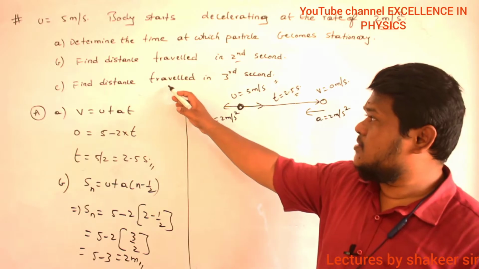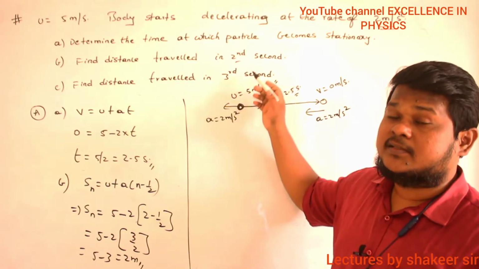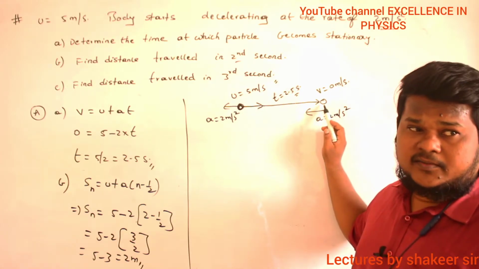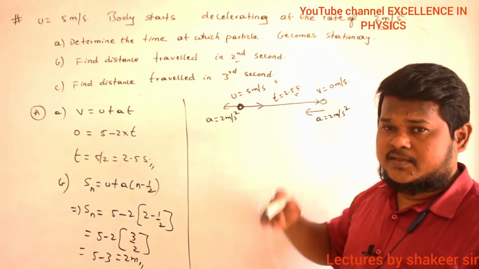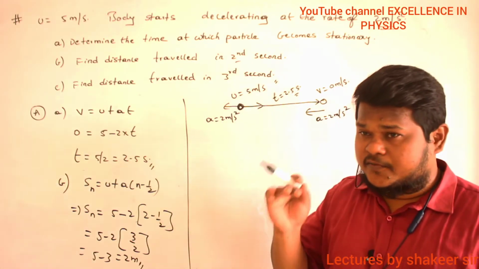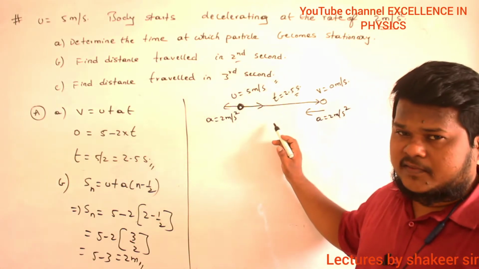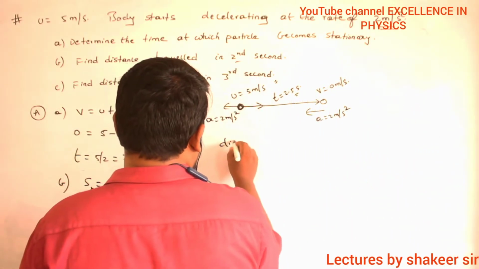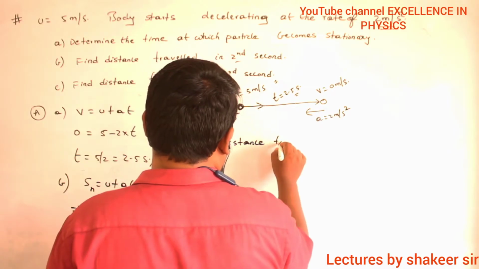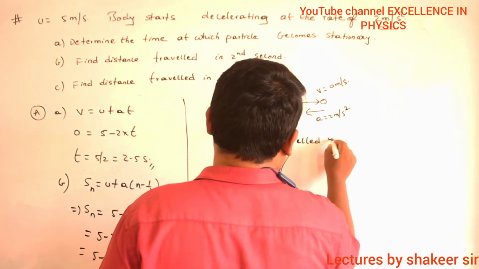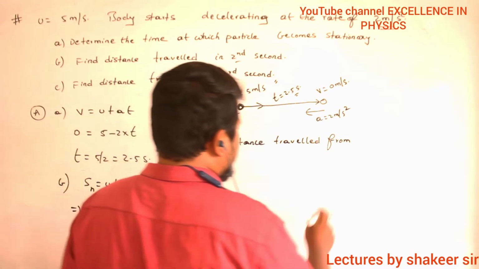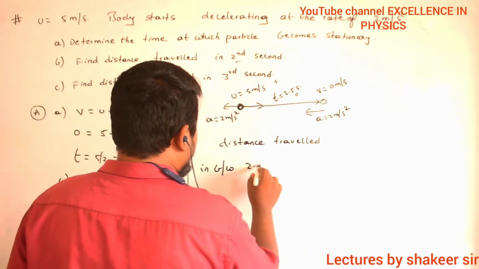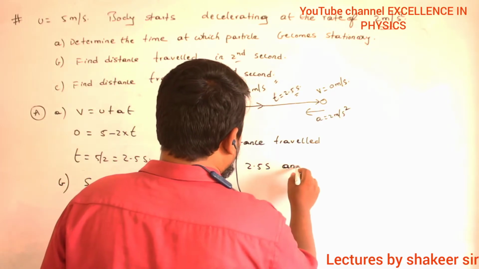But he is asking distance travelled in how many seconds? In the third second. From here to here, 2.5 seconds is completed. Now how much of the second is still present? 0.5 second is present. So first of all, let us calculate the distance travelled in 0.5 seconds. Clear? So the distance travelled in between 2.5 seconds and 3 seconds.